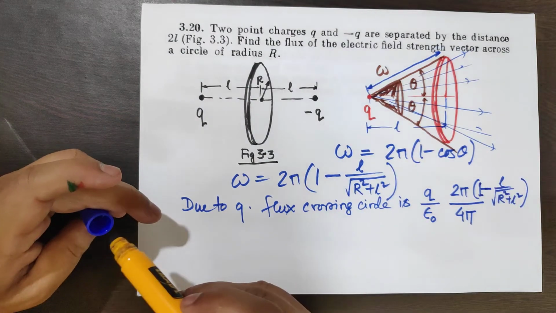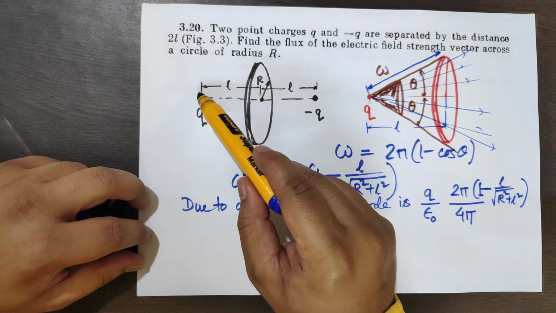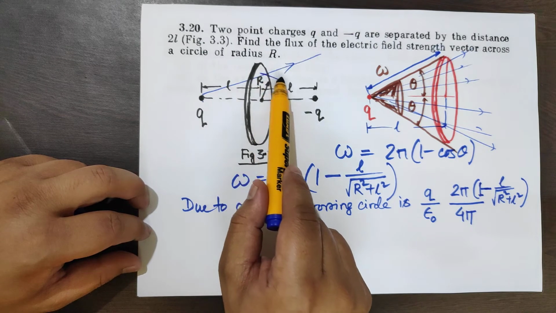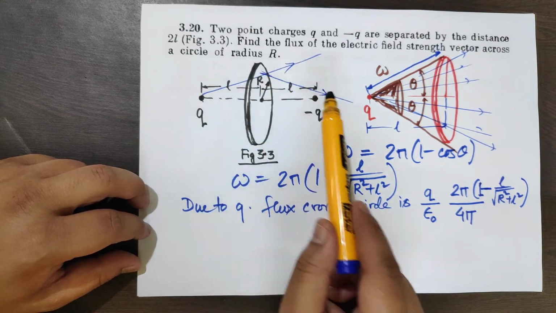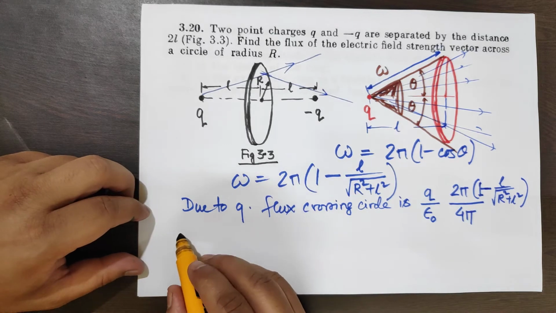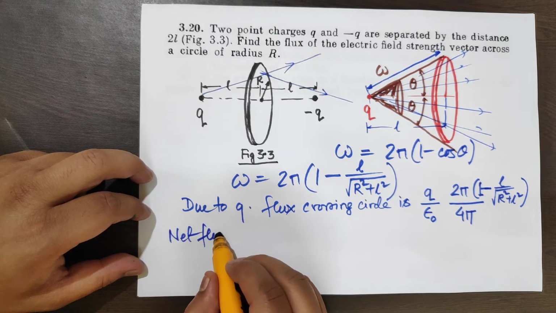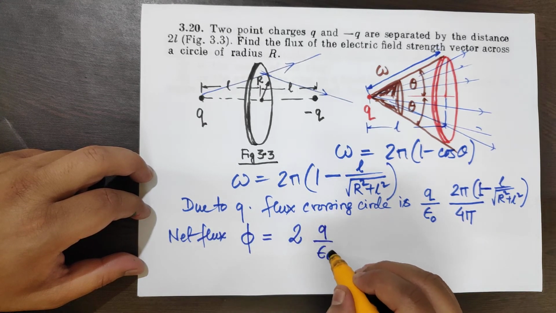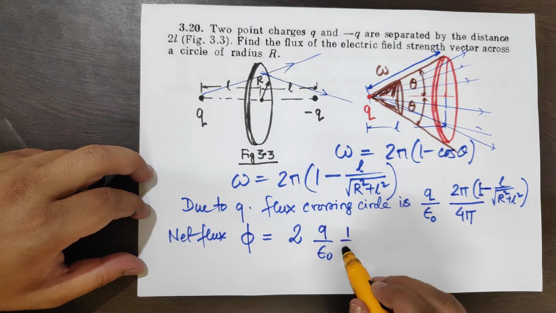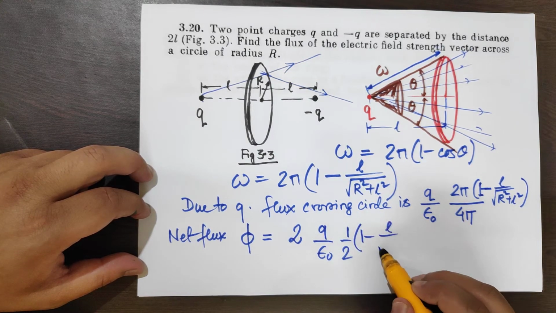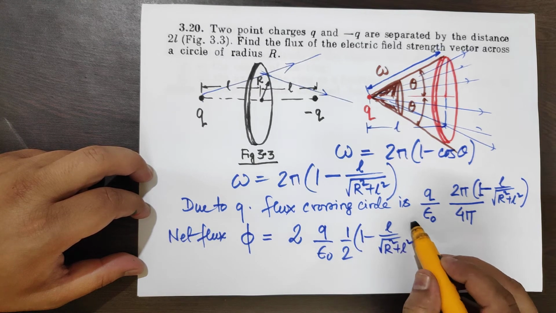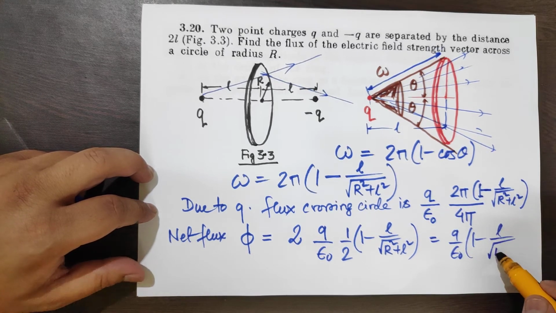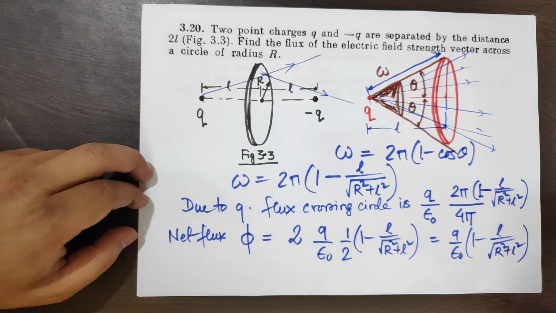Now when you have a charge minus q here, see, due to charge q, the flux will leave in this way. Due to minus q, the flux will cross the surface this way, right. So due to symmetry, you have to add. So the net flux phi is twice of this. Q by epsilon naught, you have here half into 1 minus L by root L squared plus r squared, that's q by epsilon naught times 1 minus L by root r squared plus L squared. This is by symmetry.